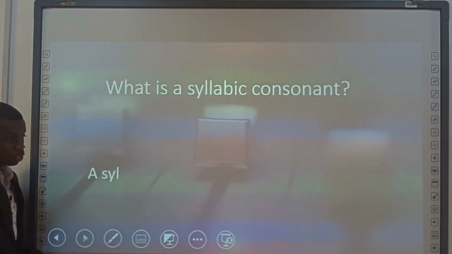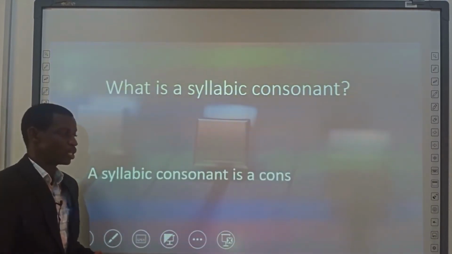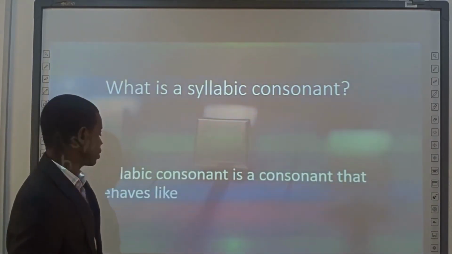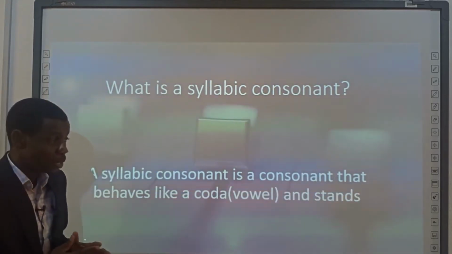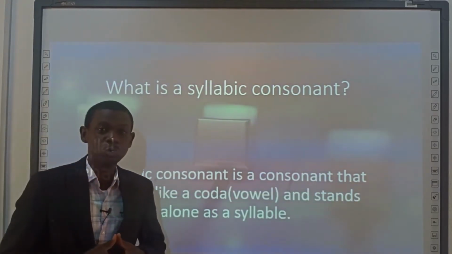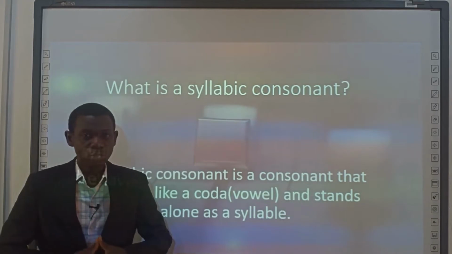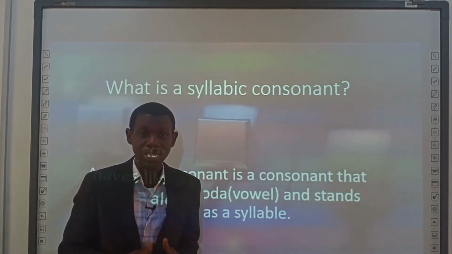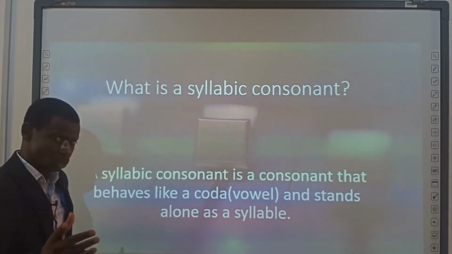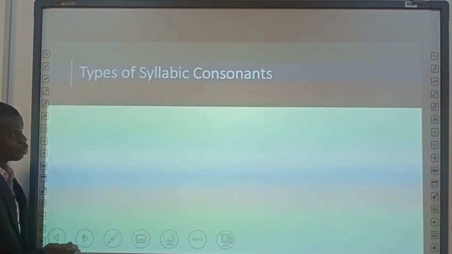So let's take a definition down. A syllabic consonant is that consonant that behaves like a vowel sound and stands on its own as a syllable. It stands on its own as a syllable. You want to see some examples? All right, let's get to the class now.